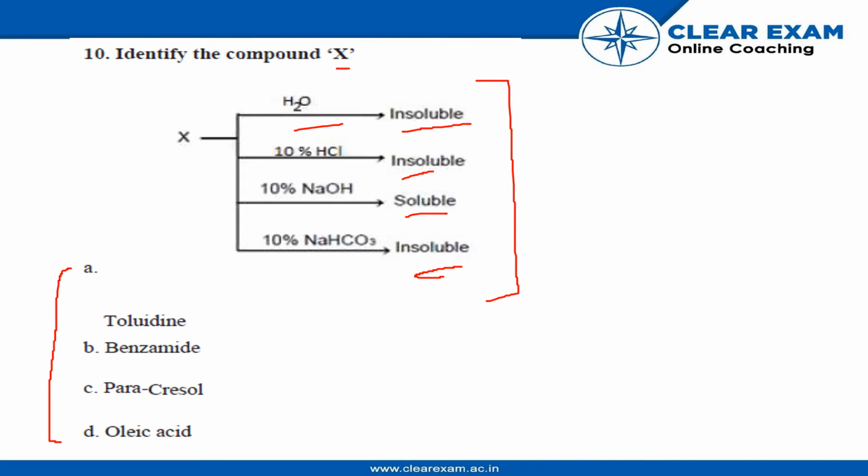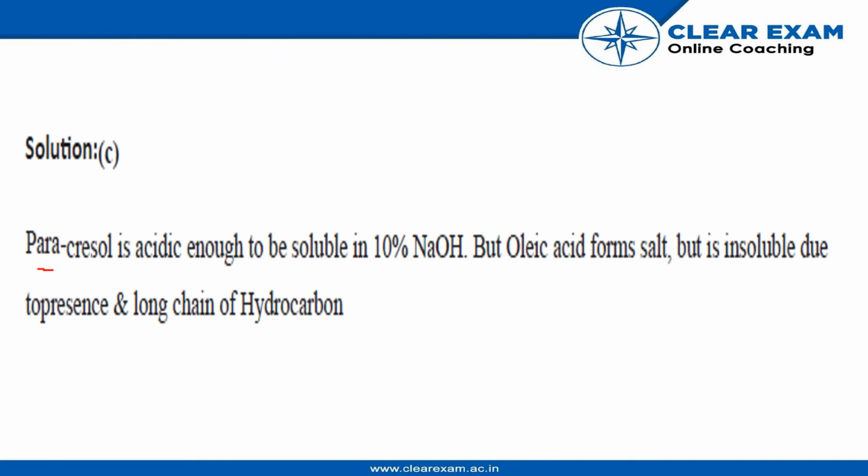And coming to the solution. We know that paracresol is acidic enough to be soluble in 10% NaOH, and oleic acid forms a salt. Oleic acid is a fatty acid that occurs naturally in various animal and vegetable fats and oils. It is an odorless, colorless oil, though commercial samples may be yellowish. In chemical terms, oleic acid is classified as a monounsaturated omega-9 fatty acid, so they form salt.